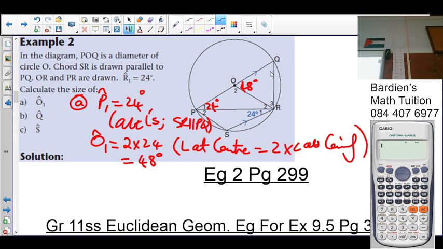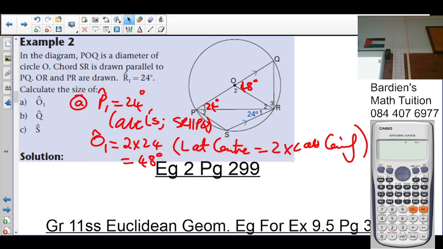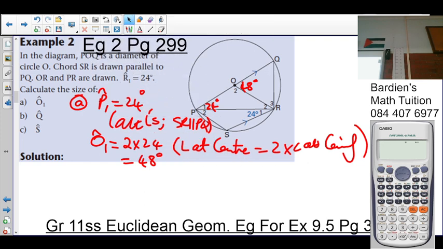Let's look at B. Question B, they want to know the size of angle Q. Okay, now there are two ways of doing angle Q. Firstly, we can say that those are radii. So angle Q is equal to angle R3, angles opposite equal sides, and then say angle Q plus angle R3, which is also Q, must equal, plus 48 equals 180, sum of angles in a triangle. And then you work out angle Q there.